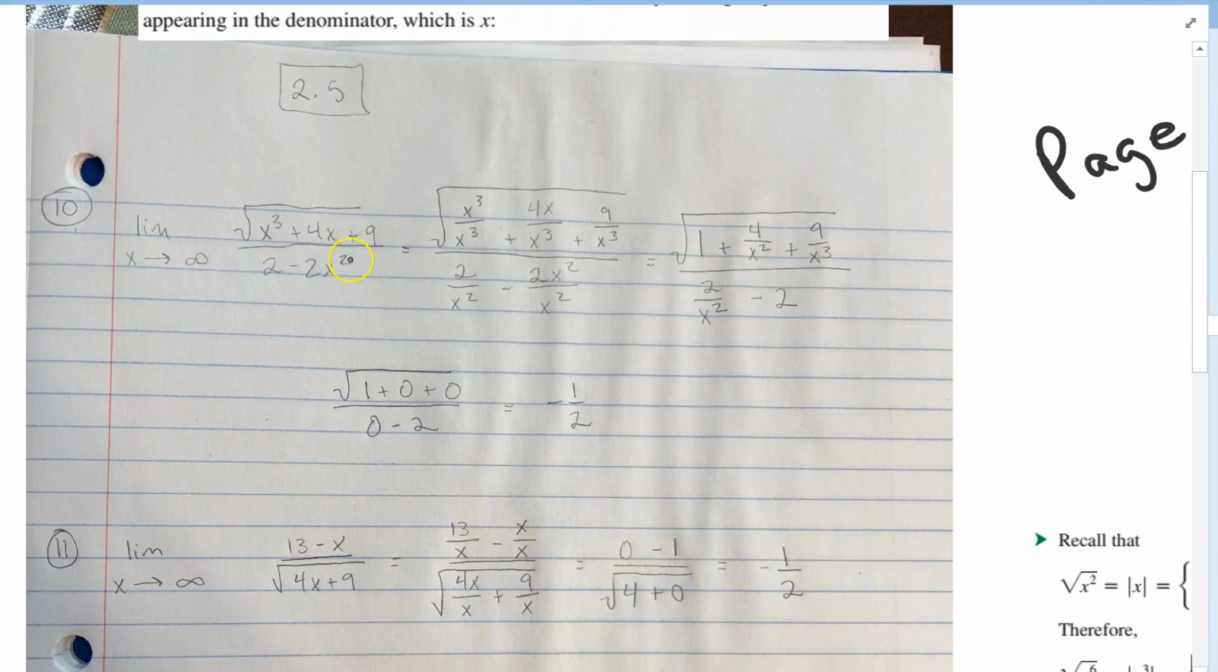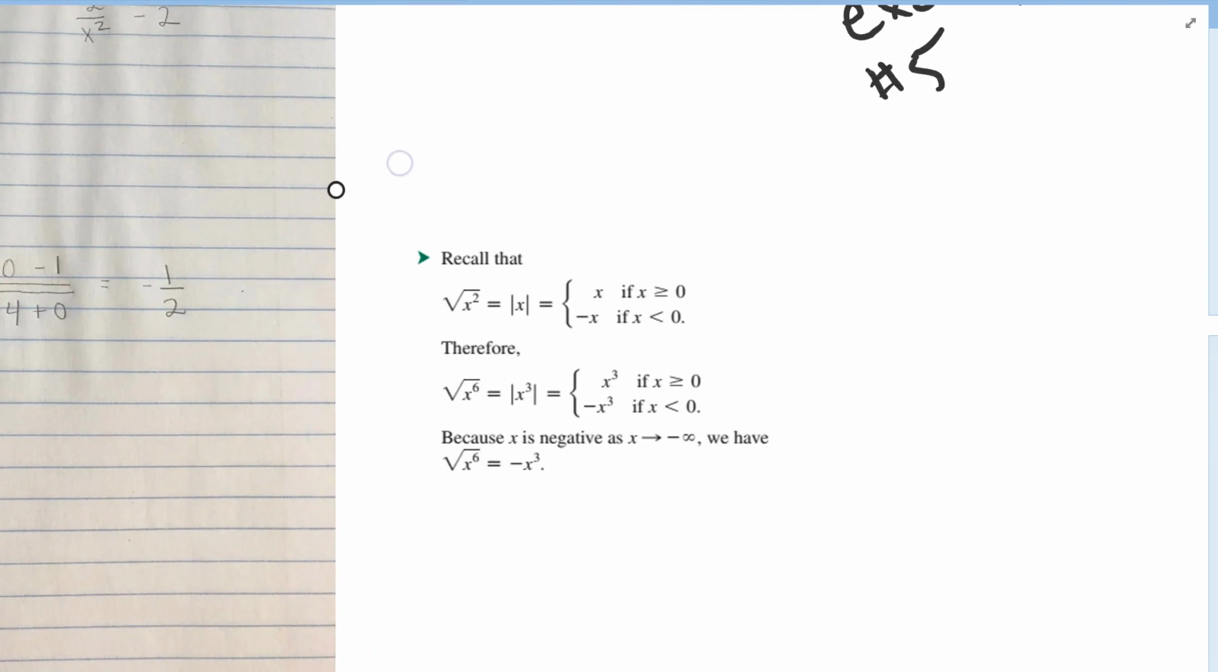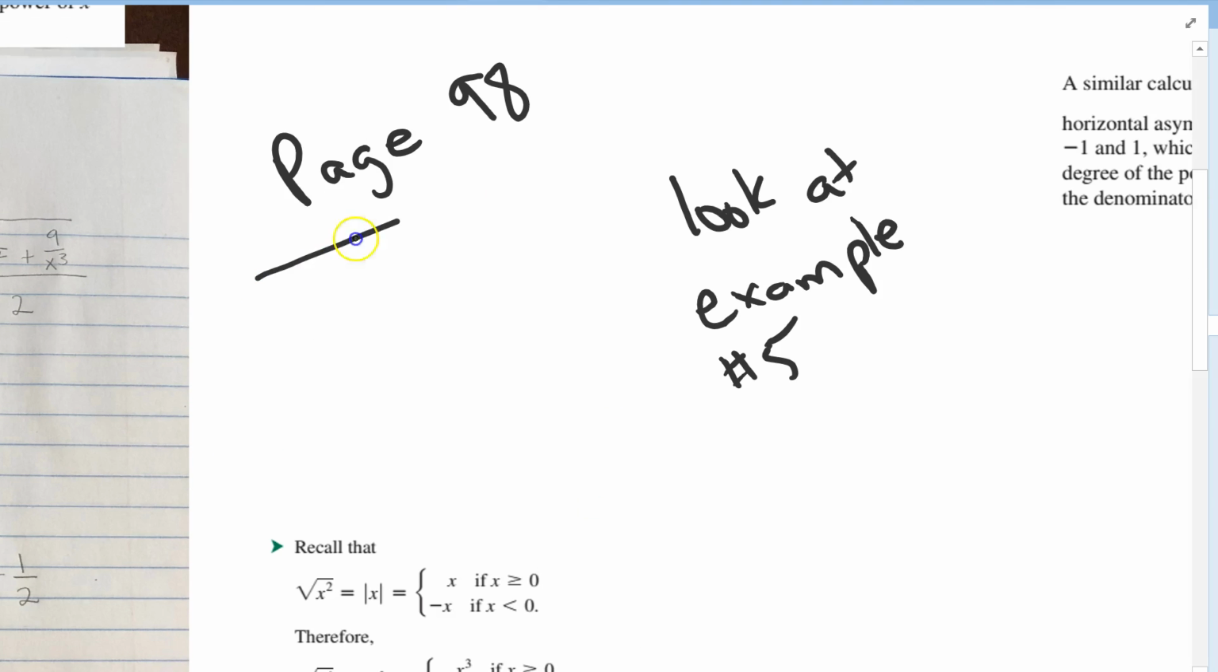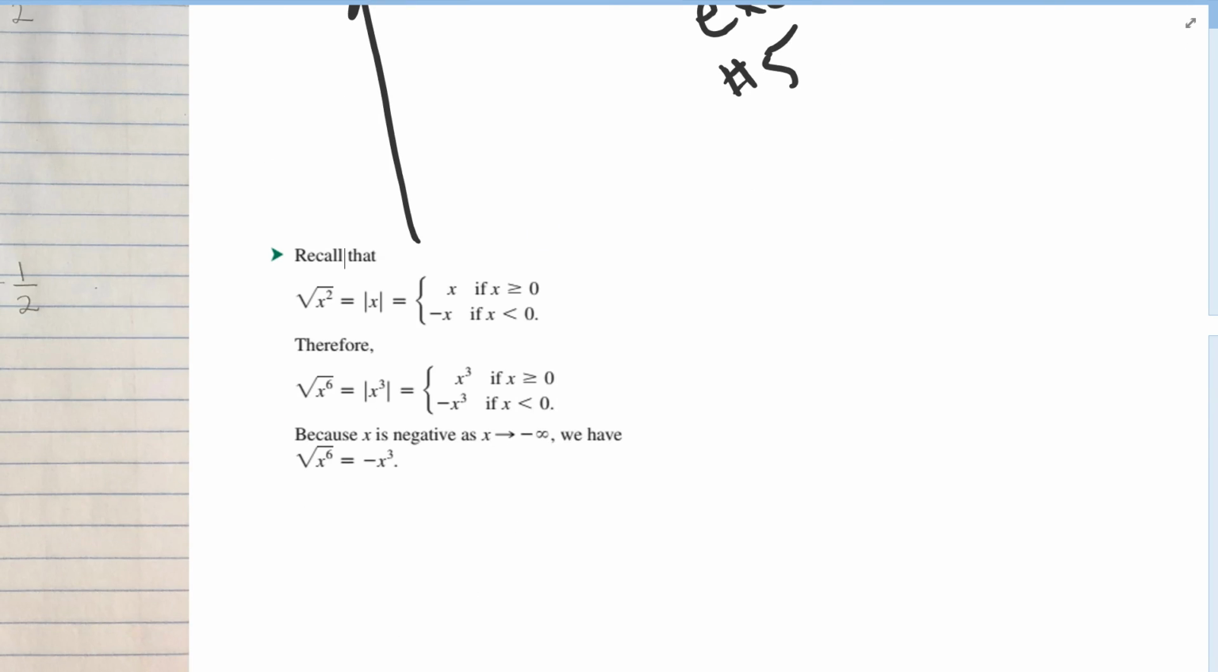The highest power of x in the denominator would be x squared. Another thing to note, your book talks about on page 98, is recall that you can rewrite the square root of x squared as the absolute value of x. And more so, if x is greater than 0, in this case if x is going to infinity, you can just replace that with x. And if x is going to minus infinity, you can replace that absolute value of x with minus x.